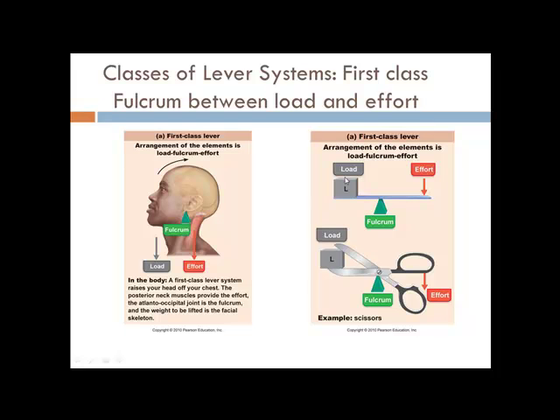Next one would be another example of a first-class lever. In this picture right here, you can see basically the way the scissors work. So this is our stable bar. Alright, we have a load. Okay, or even easier, you could do a teeter-totter.